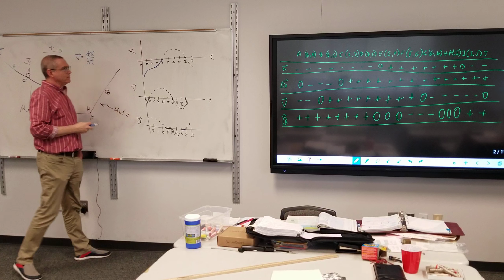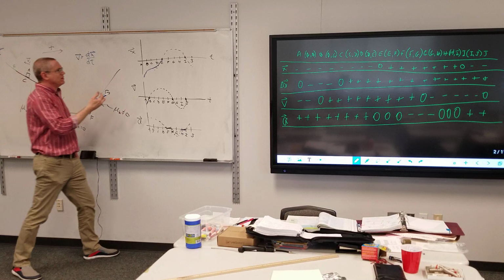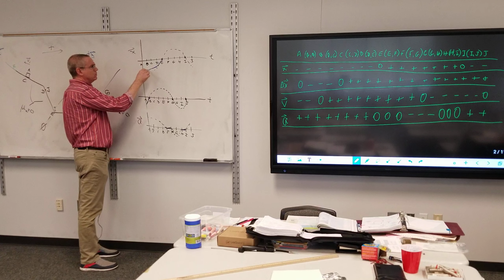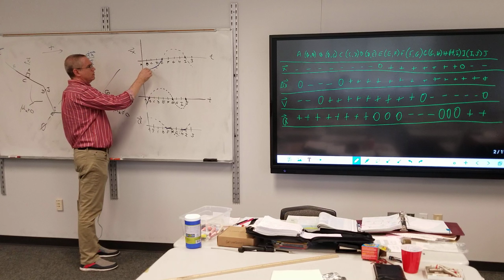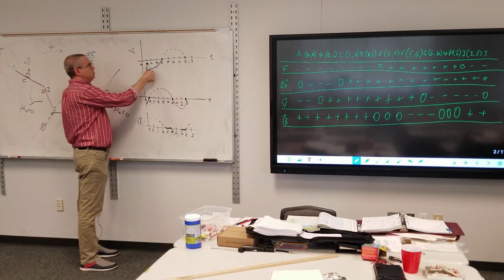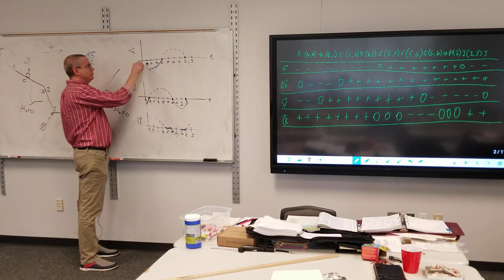Let's see if that makes any sense. So at B it stops, and so my slope should be 0 here. Then it picks up speed again. Oh, there's a problem there. Velocity is negative. There we go. Thought something was off.